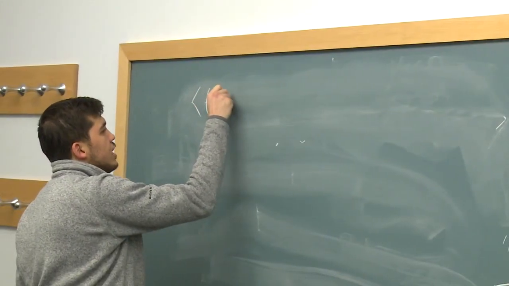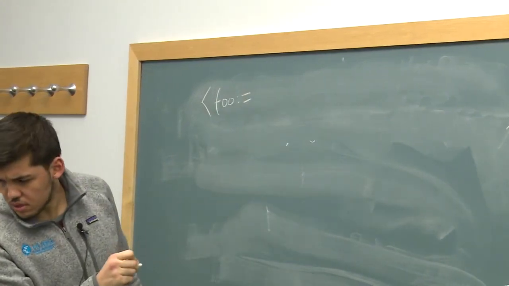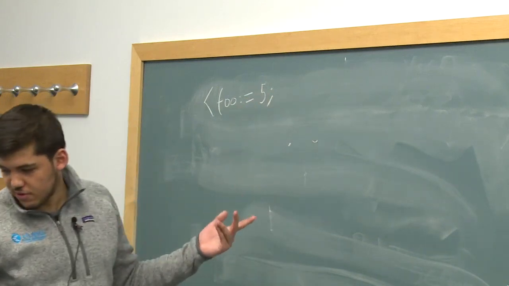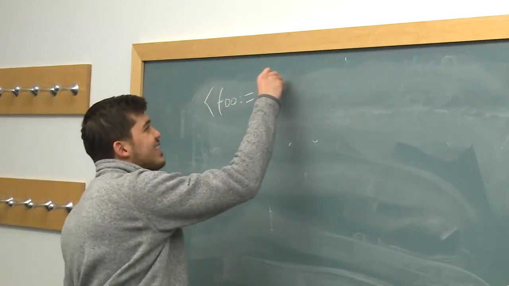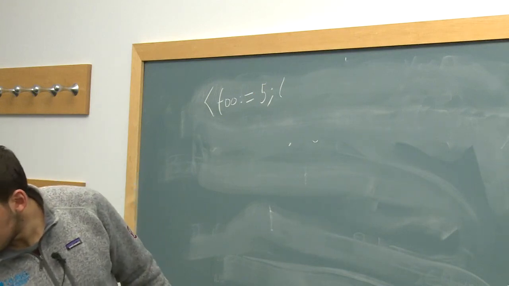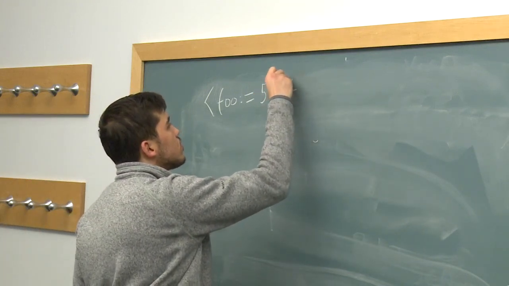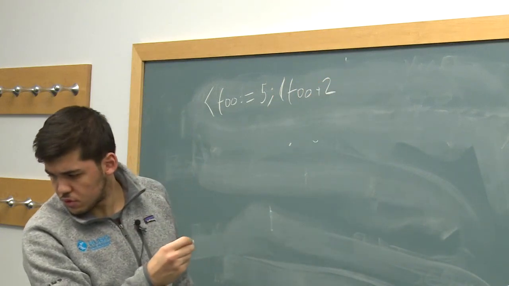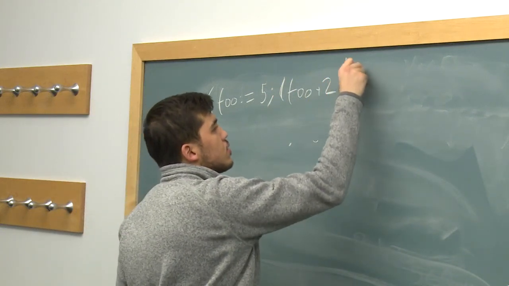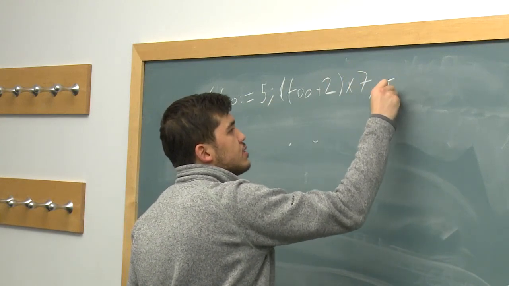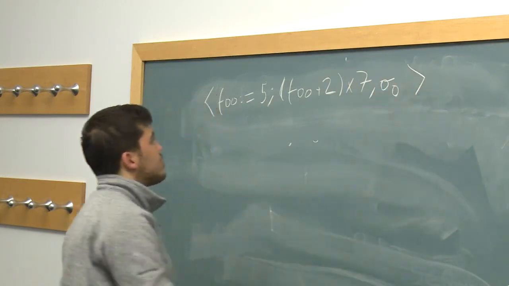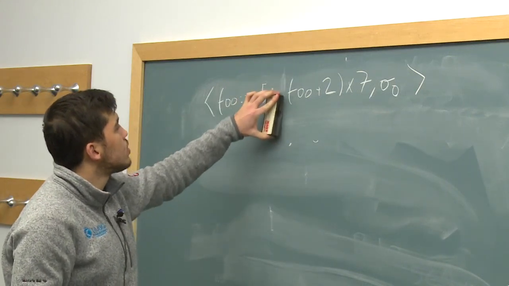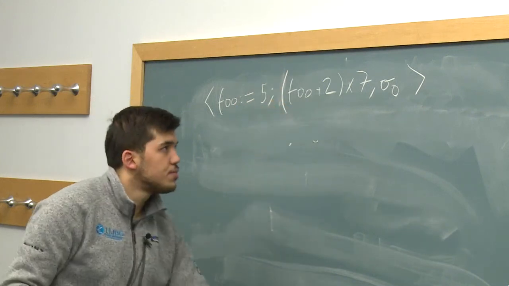Foo equals 5, semicolon. Have you guys seen the semicolon before? Of course, yeah. Foo plus 2, times 7, with store sigma 0. Just to make it more clear.